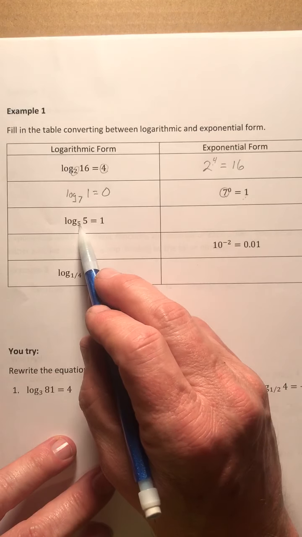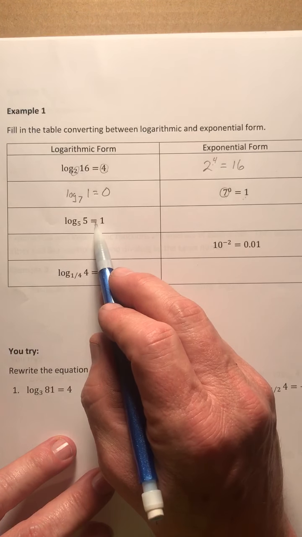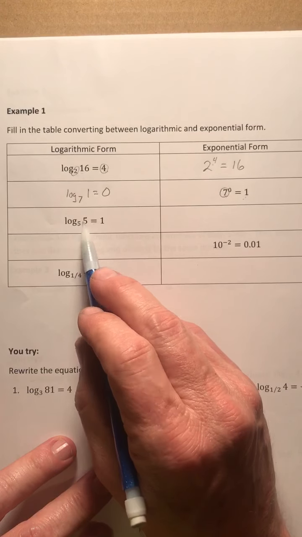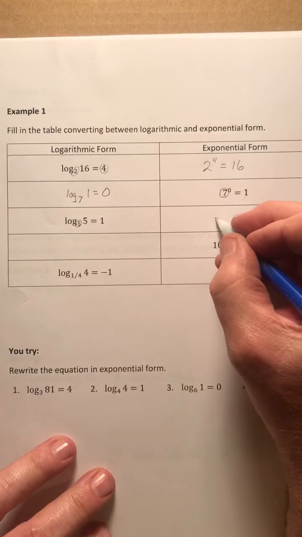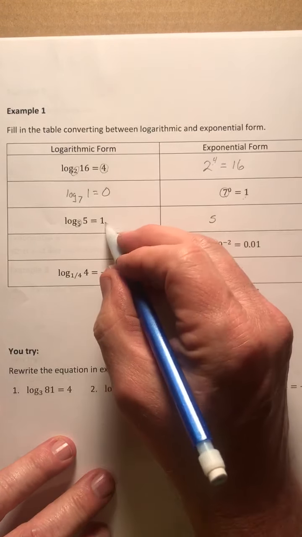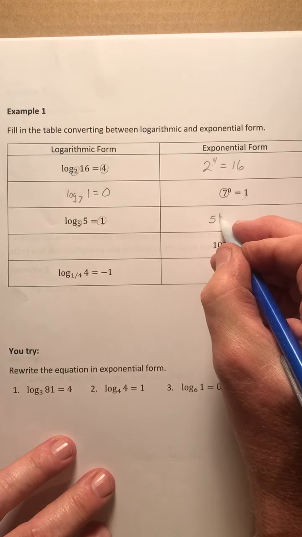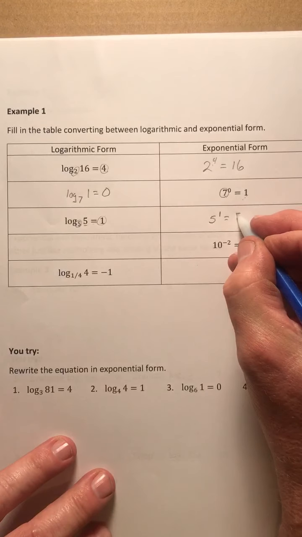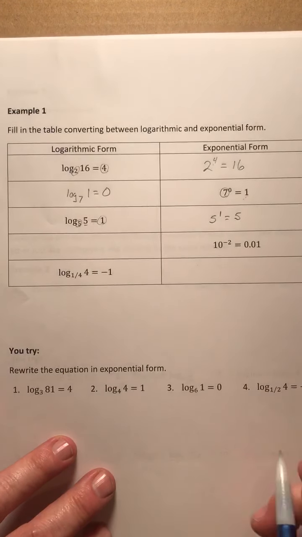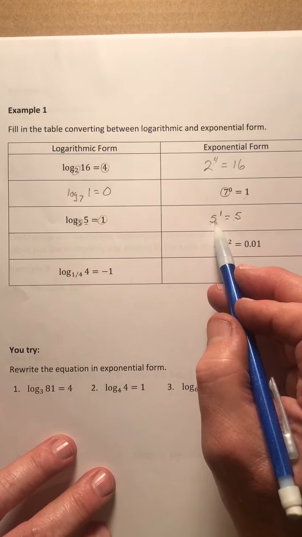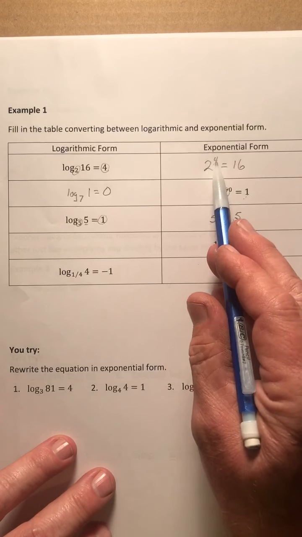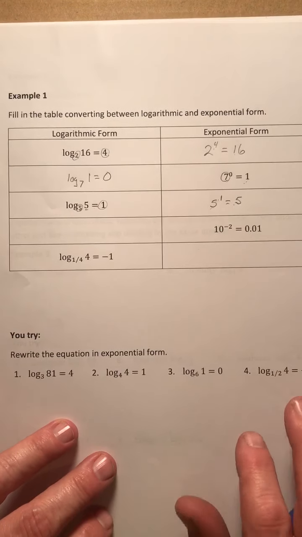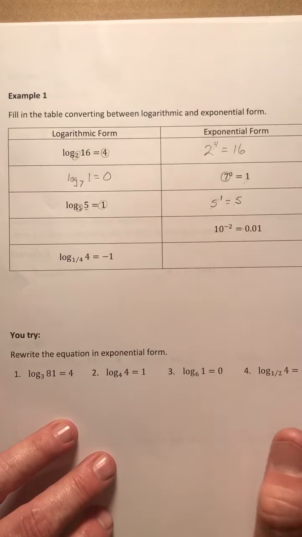We have log base 5 of 5, which is equal to 1. Again, here's our base, so that's the base, and this would be our exponent. Then our equal sign, and this goes on the other side of the equal sign. These should be true: 5 to the first power is 5, and 2 to the 4th power is 16. So if your log statement's true, then this statement's going to be true.